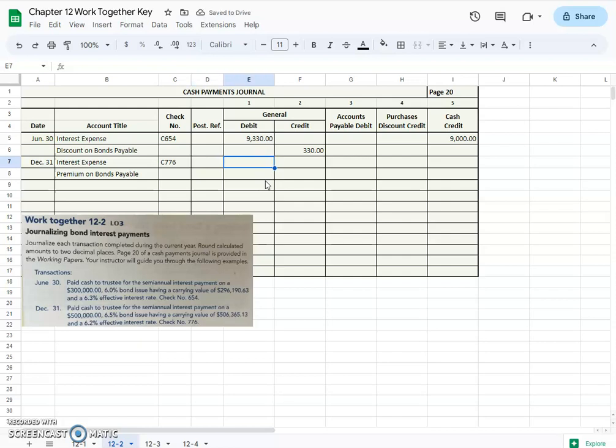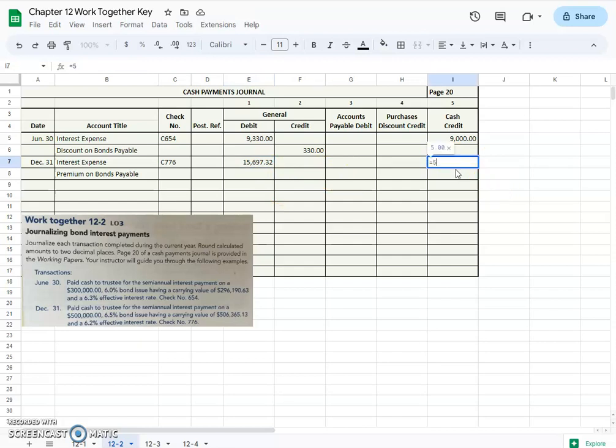And what is our debit going to be? Well, this time, same as last, we start with the carrying value for our interest expense. And that carrying value is $506,365.13. And then it's going to be times your effective interest rate, 0.062 or 6.2%, times a half a year, because this is semi-annual. So our interest expense is $15,697.32.